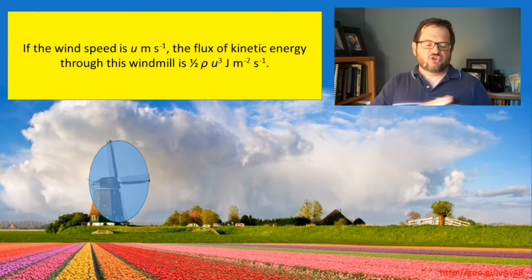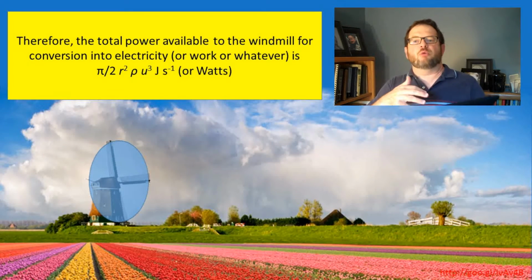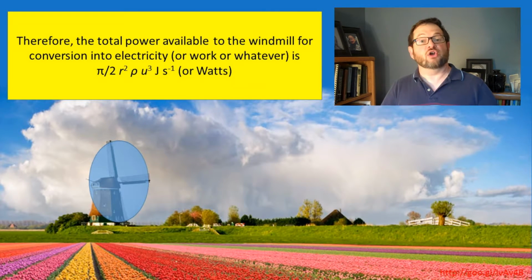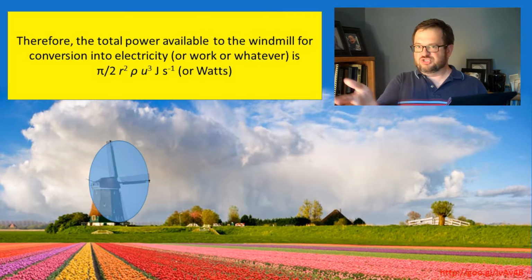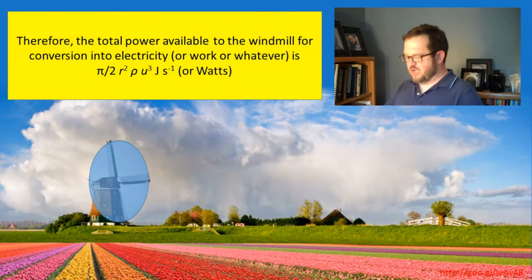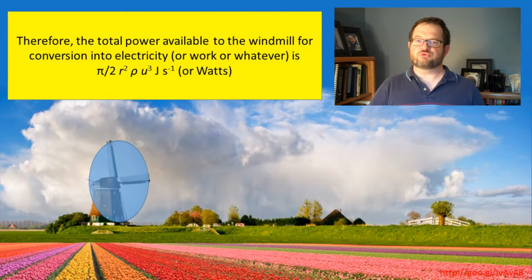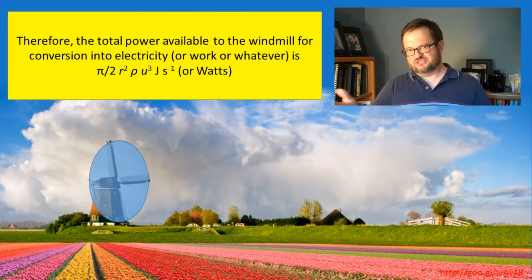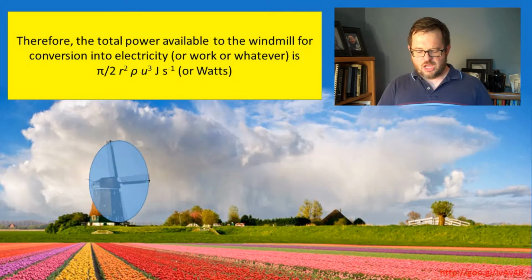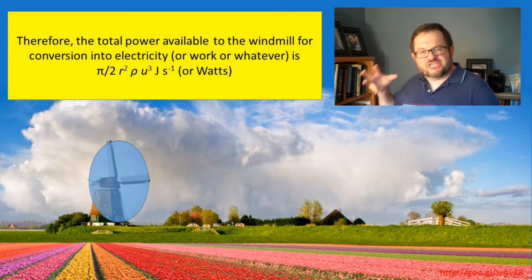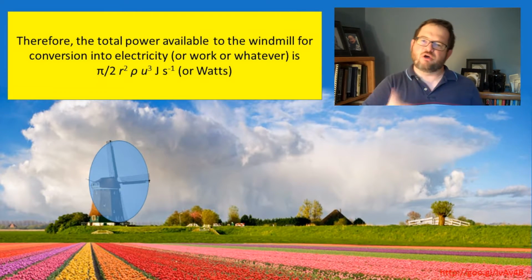So we have that much per square meter, and we know how many square meters there were through that cross-section of the windmill. And you could actually work through to find out how much kinetic energy is passing through the area of the wind turbine and you just multiply out the area times the flux, and you get, in this case, it's pi over 2 r squared rho u cubed. Okay, just a little bit of algebra there. That's how much kinetic energy is passing through the area that's swept out by the blades.